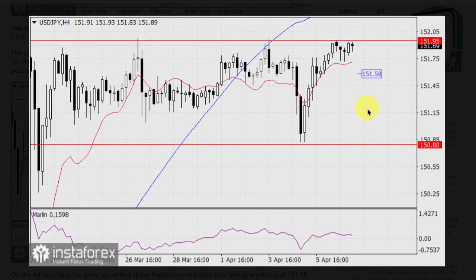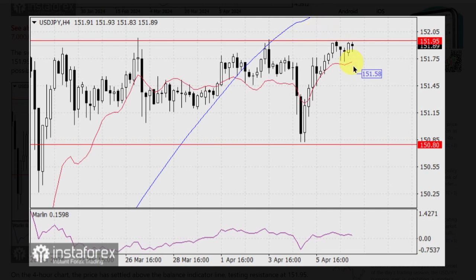On the 4-hour chart, the price has settled above the balance indicator line, testing resistance at 151.95. The Marlin oscillator is in the uptrend territory. Consolidating above 151.95 opens the nearest target along the MACD line at 152.45.